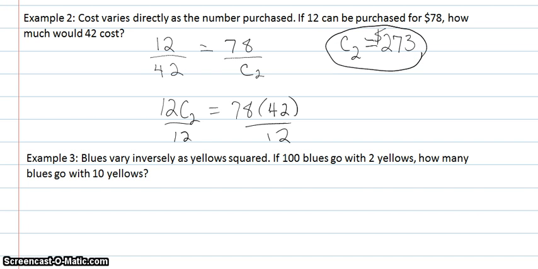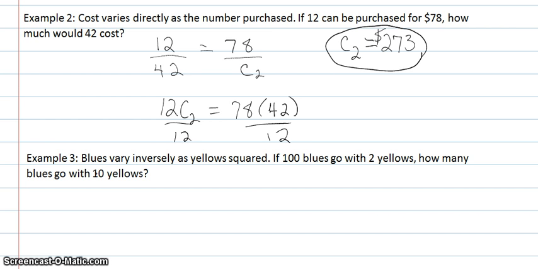Now the third example has inverse variation. So it is not going to line up with both your sub 1s on top and sub 2s on bottom. You're going to have one side with your sub 1 on top and the other side with the sub 1 on bottom of the ratio. Blues vary inversely as yellows squared. So we've thrown in that squared variance also. If 100 blues go with 2 yellows, how many blues go with 10 yellows?